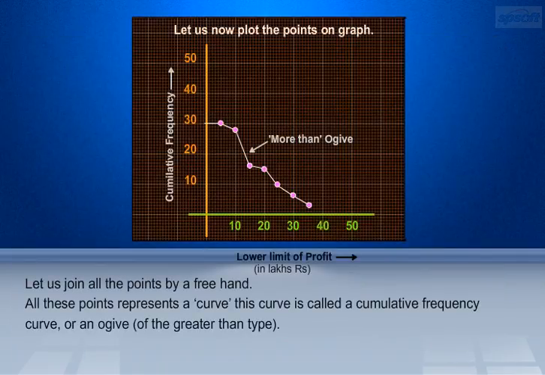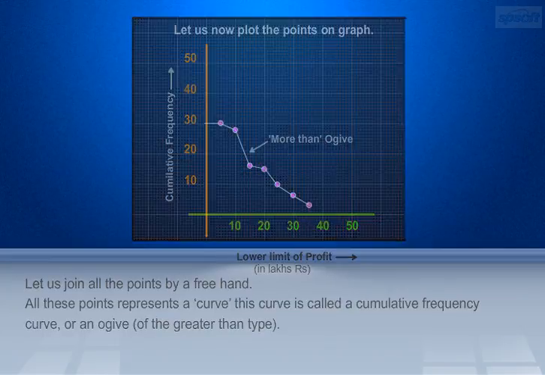Let us now plot the points 5, 30, 10, 28, 15, 16, 20, 14, 25, 10, 30, 7, 35, 3 on graph. Let us join all the points by freehand. All these points represent a curve. This curve is called a cumulative frequency curve, or an OGIV, of the greater than type.